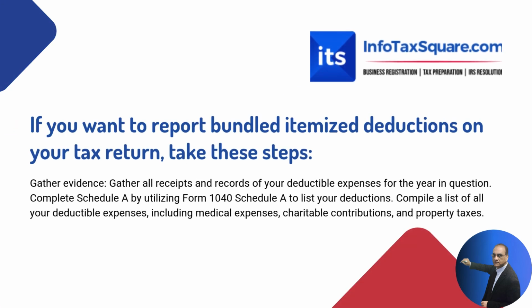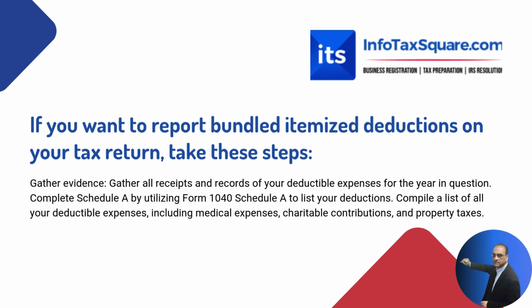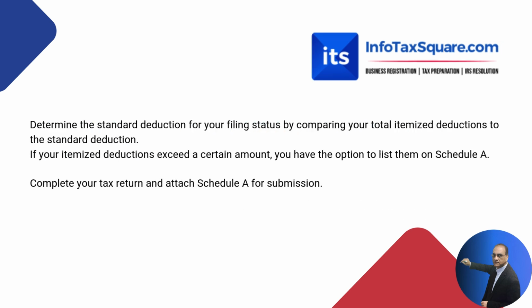If you want to report bunched itemized deductions on your tax return, take these steps. Gather evidence. Gather all receipts and reports of your deductible expenses for the year in question. Complete Schedule A by utilizing Form 1040 Schedule A to list your deductions. Compile a list of all your deductible expenses, including medical expenses, charitable contributions, and property taxes. Determine the standard deduction for your filing status by comparing your total itemized deductions to the standard deduction. If your itemized deductions exceed that amount, you have the option to list them on Schedule A. Complete your tax return and attach Schedule A for submission.